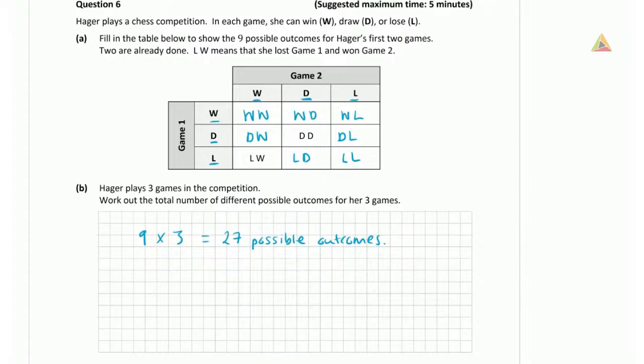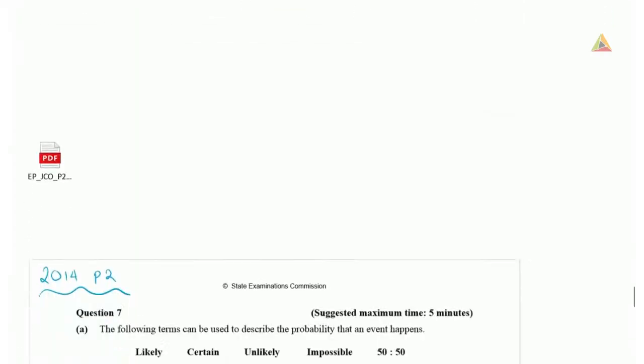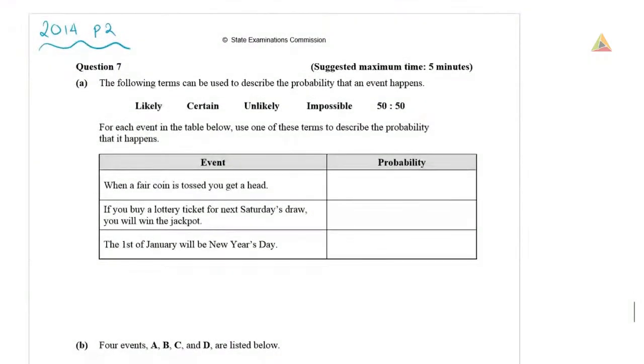Okay, and that's actually the end of that question as well. So we'll go on to the next one. So the next one is 2014, paper 2. The following terms can be used to describe the probability that an event happens: likely, certain, unlikely, impossible, or 50-50. For each event in the table below, use one of the terms to describe the probability that it happens.